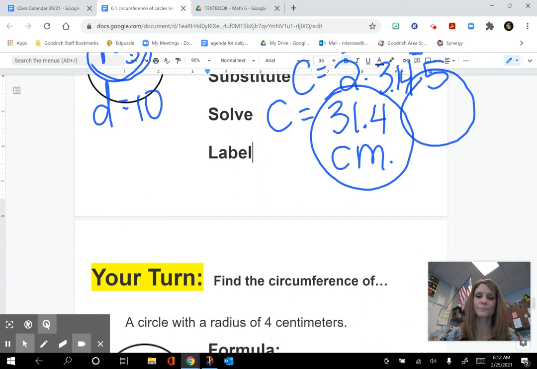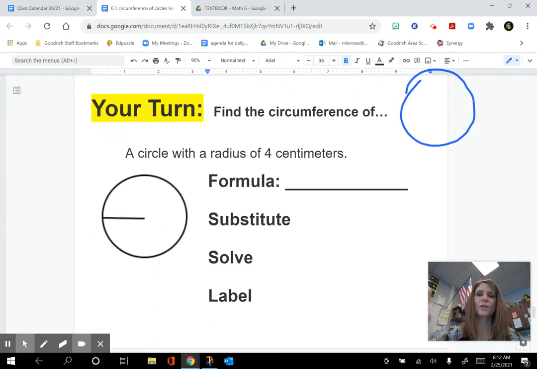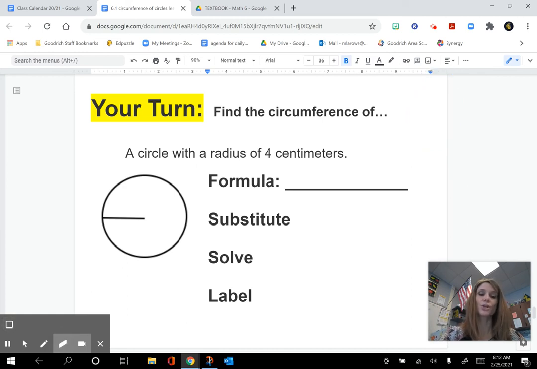We'll give you another one. You find the circumference of your circle that has a radius of 4 centimeters. Remember, choose your formula, substitute the values in, do the math, and then remember to label your value. We'll pause the video while you work.